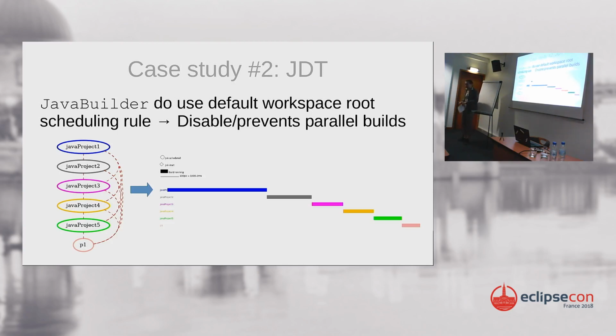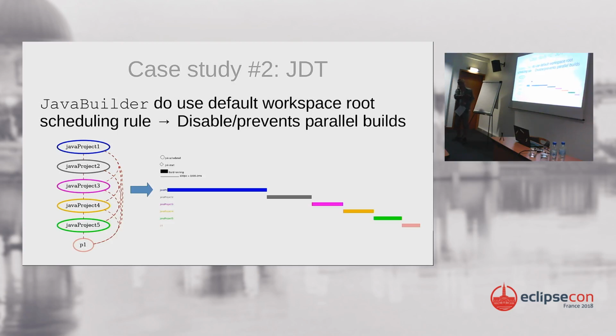The other case study will be JDT. So the Java builder does use the default scheduling rule, the workspace root. So if you have 5 Java projects, they immediately conflict all together because they all use the workspace root scheduling rule. And if you have a project which is standalone, here the scheduling rule will be P1. P1 will conflict with all Java projects, which have the workspace root scheduling rule. So you end up with a graph.